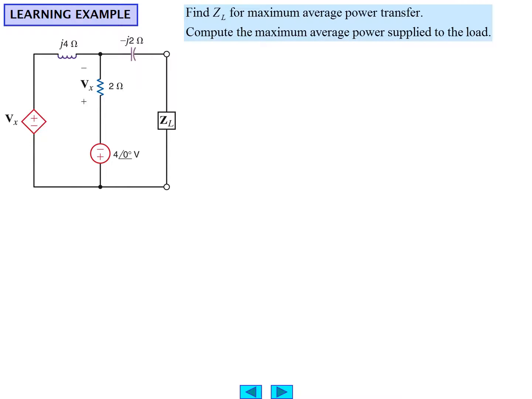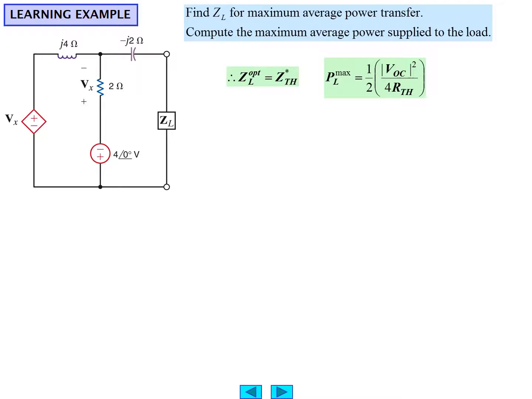Another learning example along these lines: find Z sub L for maximum average power transfer, and compute the maximum average power supplied to the load. The network consists, this time, of a dependent voltage source. That's what the diamond shape is telling us. V sub x, where V sub x is determined by the voltage whose sign is shown across the 2 ohm resistor, in series with a 4 volt source, 4 angle 0. We have a j4 inductive reactance, and we also have a minus j2 capacitive reactance, and of course a 2 ohm resistor, with the load impedance Z sub L sitting across the network.